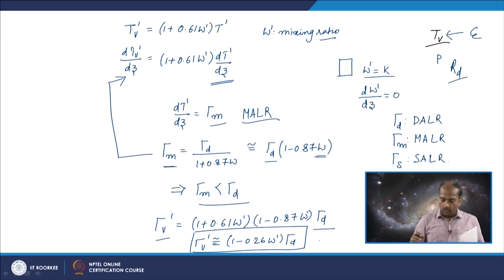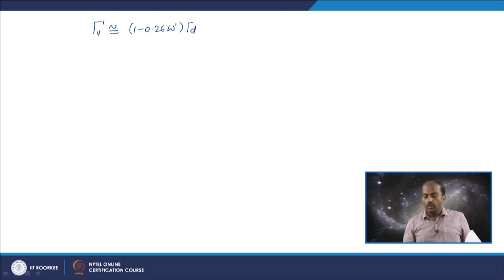Okay. So, let us say, what did we get? Gamma v prime is approximately equal to 1 minus 0.26 W prime into gamma d. So, gamma d, the dry adiabatic lapse rate, is 9.8 degrees Celsius per every kilometer, right.